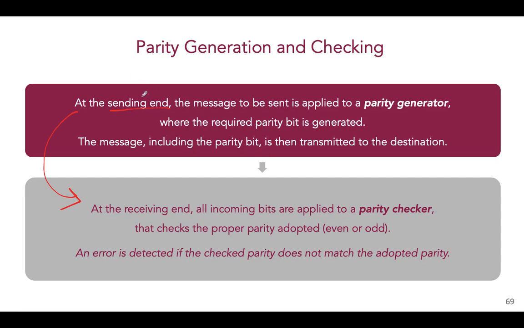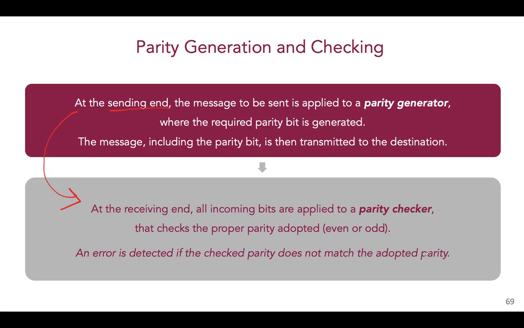So the sender has adopted odd parity, and it has told the destination that it has adopted odd parity. So now the receiver is expecting the number of ones in the incoming message to be odd, and then the message is sent including the parity bit. At the receiving end, the parity checker counts the number of ones in the received message. Now, if the number of ones is odd and odd parity was adopted, it means everything was fine.